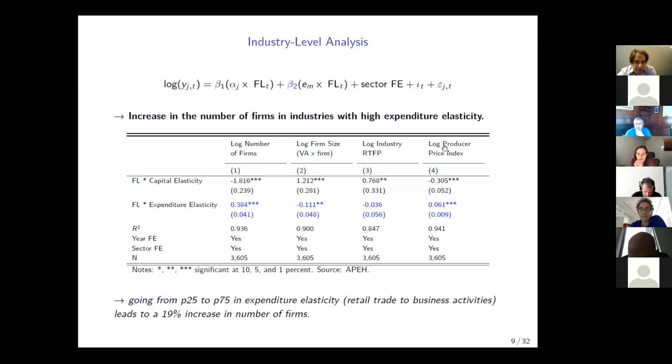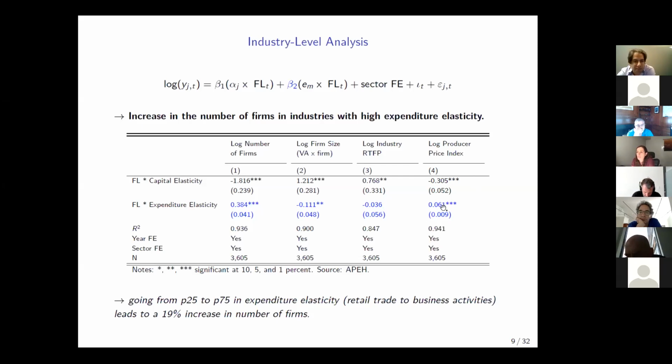Because as you know, in these liberalizations, you expect prices to move. And what do we get? Well, we get that in industries where the expenditure elasticity is higher, you get an increase in the number of firms. You get that the average firms start being smaller. What these two things are pointing out is that you get a lot of entry into these high income elastic sectors, and the entry is driven by smaller firms. And what you get is a non-significant reduction in TFP. Basically, there is not much to do with the average productivity in this regression. And you see an increase in the price.